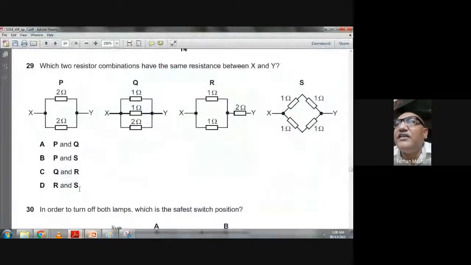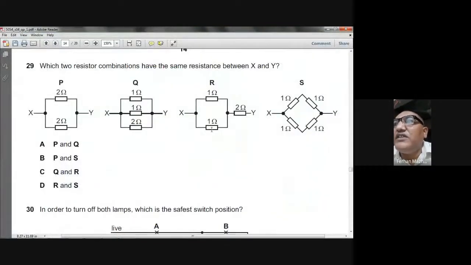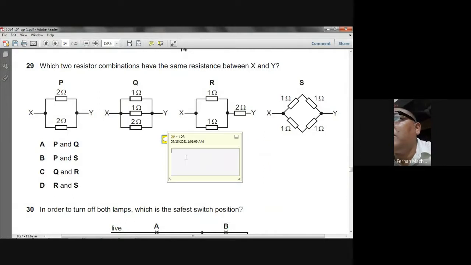The next circuit is R. You can find the resistance of these two, that will be 1 by 1 plus 1 by 1, and then that will be 0.5 actually. I think I made a mistake there, let me show you here. So here we will have 1 by R equivalent equals 1 divided by 1 plus 1 divided by 1.